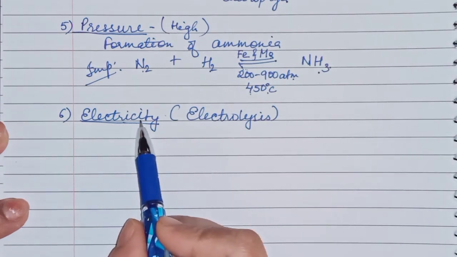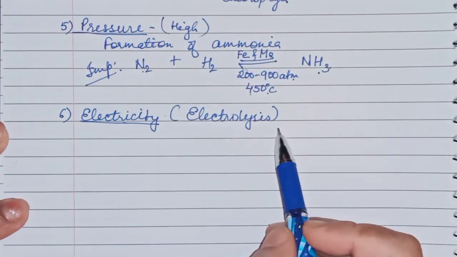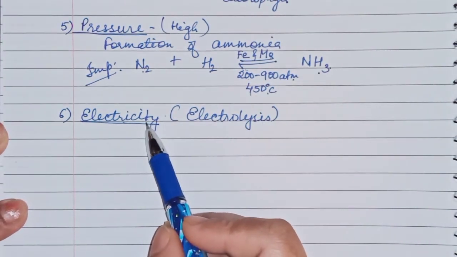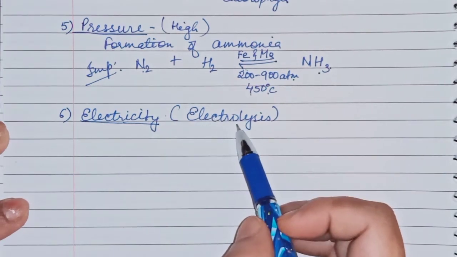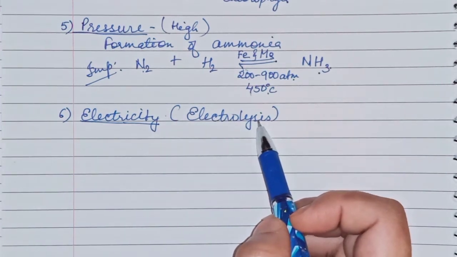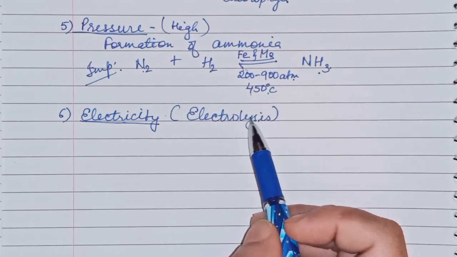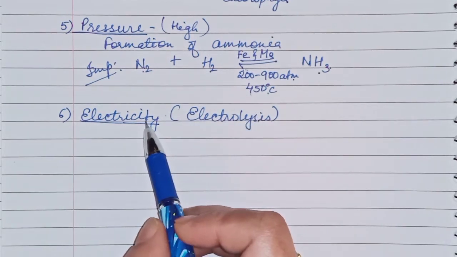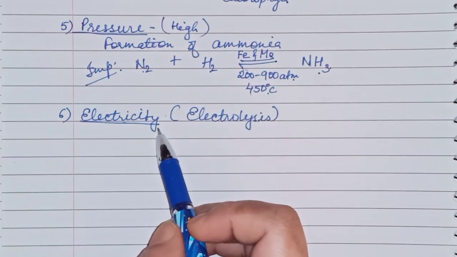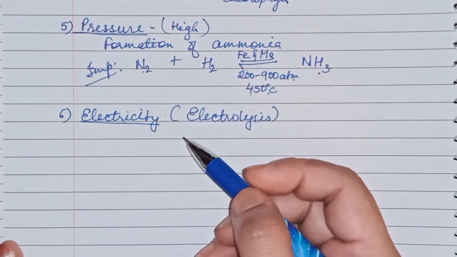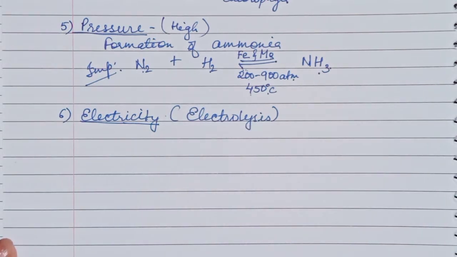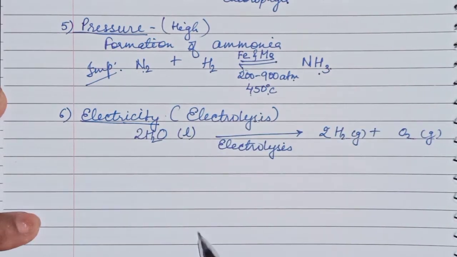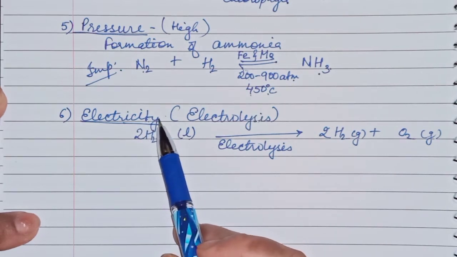Next is electricity. The reaction which takes place in the presence of electricity is called electrolysis. Electrolysis of acidulated water is the example for this.